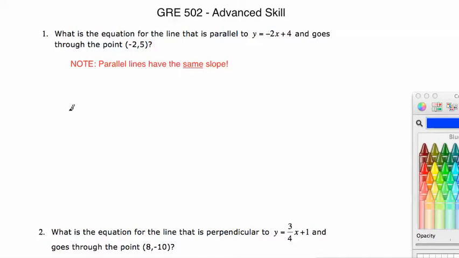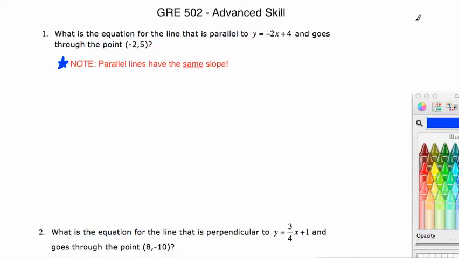The advanced skill for this time is going to be using an equation and a point to find either a parallel line or the perpendicular line. And I'll talk about what that word means in a moment if you don't remember. But first we're going to deal with parallel because it's a little bit easier. For this you need to know that a parallel line has the same slope as each other. Two parallel lines have the same slope.